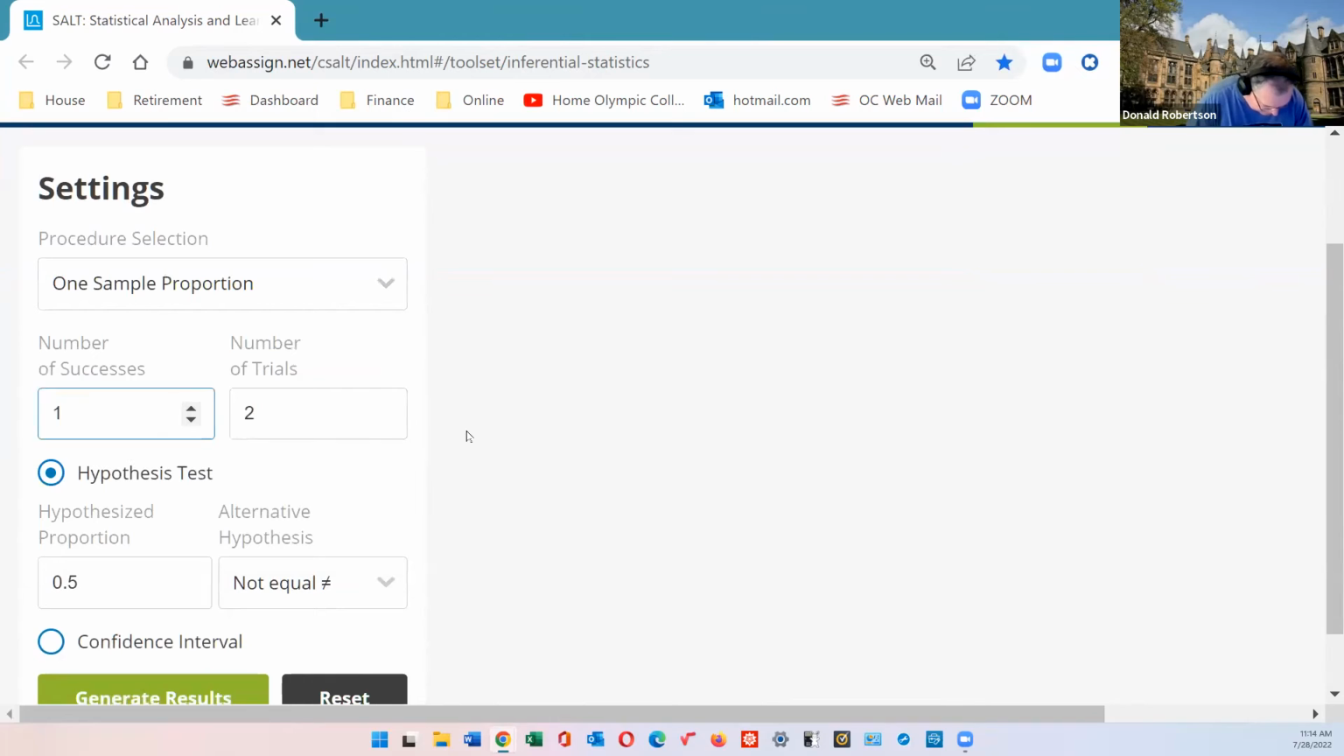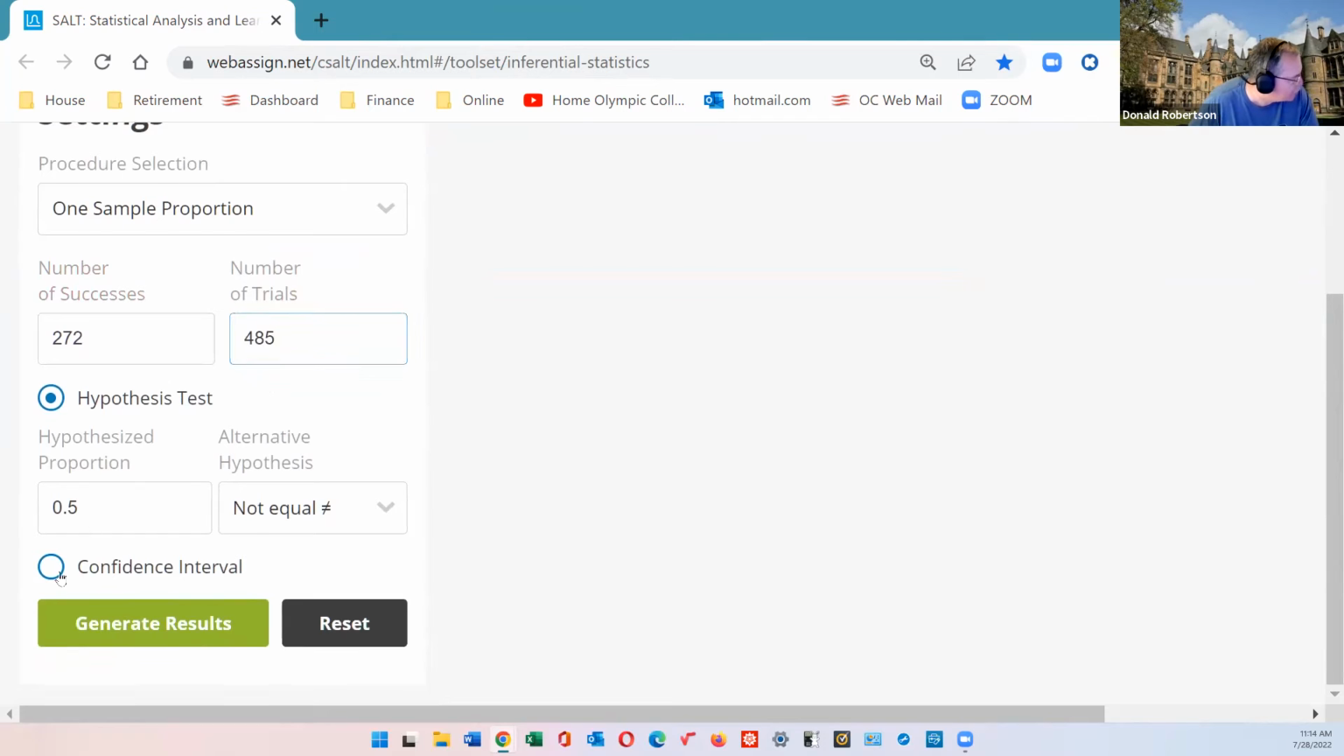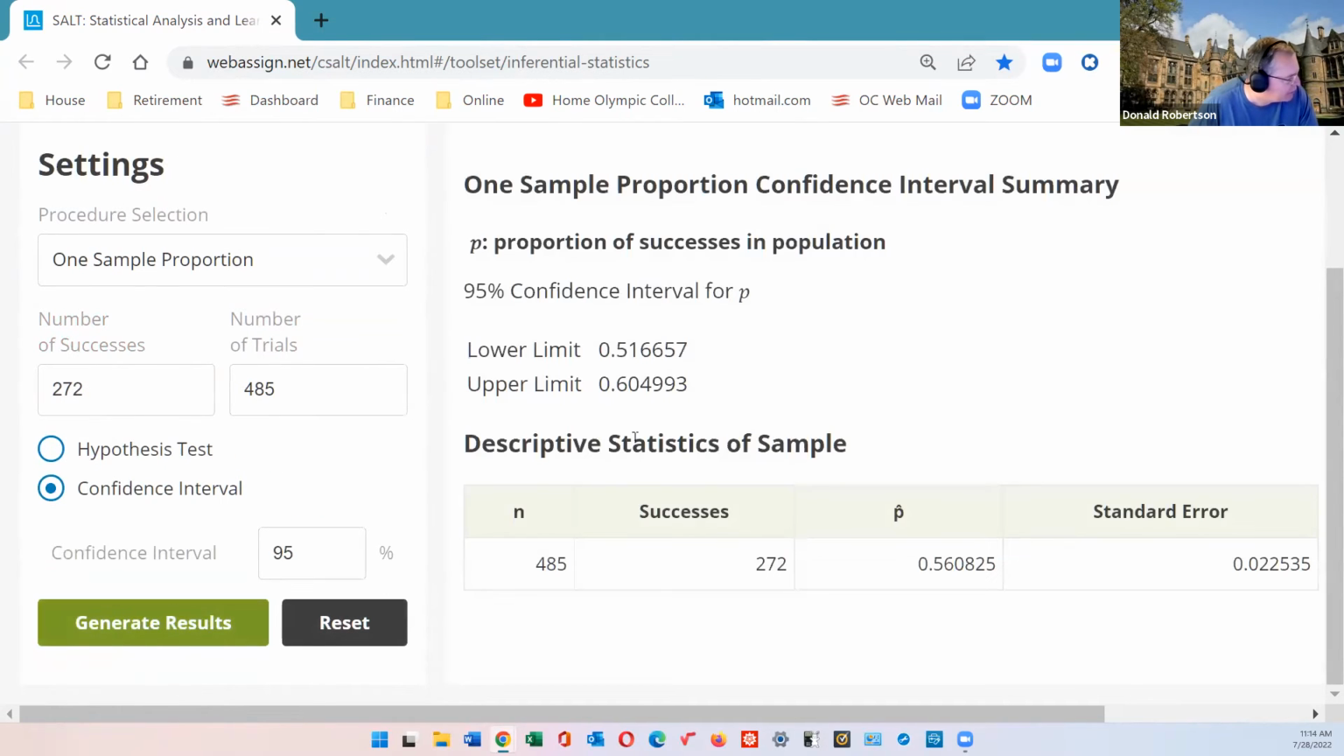So the first one is the hidden ones. So 272 out of 485 and a confidence interval like 95. And that generates 0.51 to 0.60, right? I'm just writing that down, right? So roughly 51 to 60% success rate, right? If the ducks have their nest hidden, that's how many actually hatch into little baby ducks.